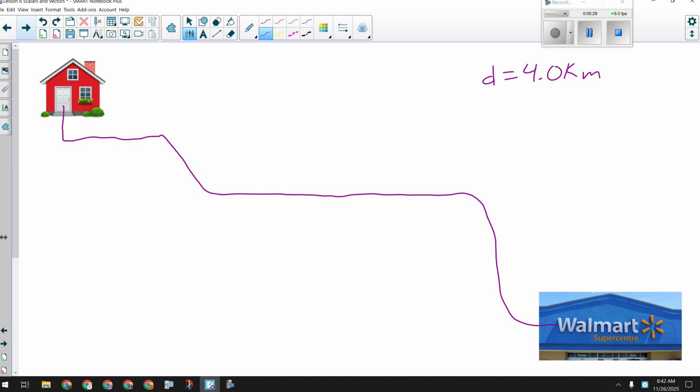Is that actually how far away Walmart is from your house? In a straight line. No. Shortest distance between 2 points is always a straight line, right? So there's a second way to look at this, and that's the vector point of view. In fact, let's actually use the line tool and draw a nice straight line here.